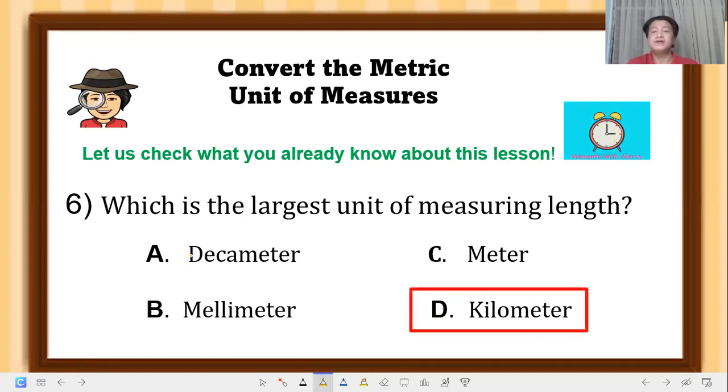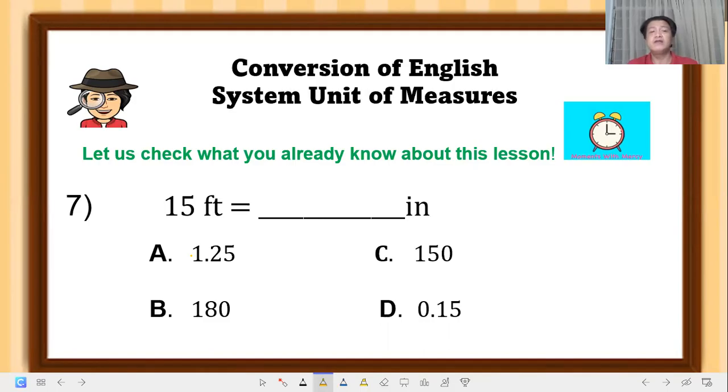Okay, the answer is letter D, kilometer. Take note, millimeter is the smallest. Okay, let's have number 7. 15 feet is equal to how many inches? Okay, the answer is letter B, 180. Okay, remember the conversion factor.